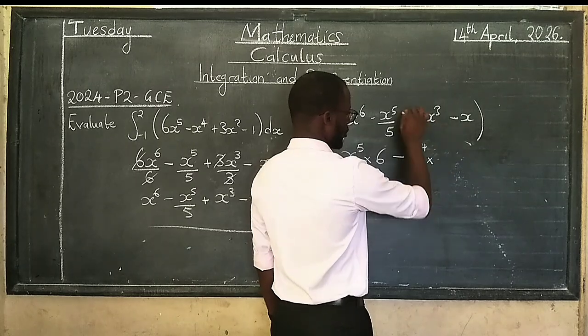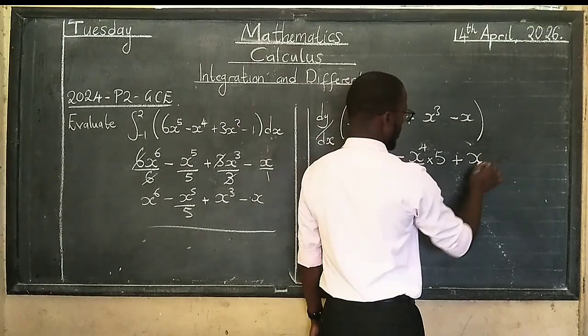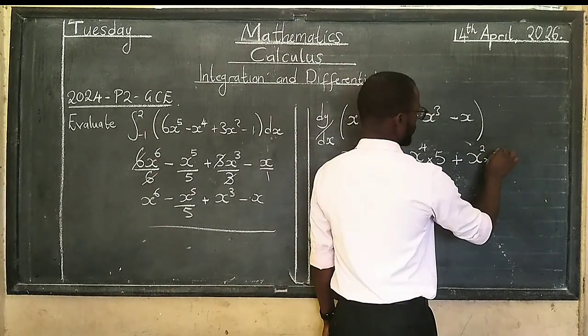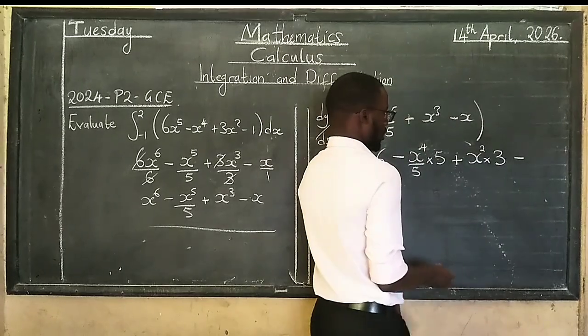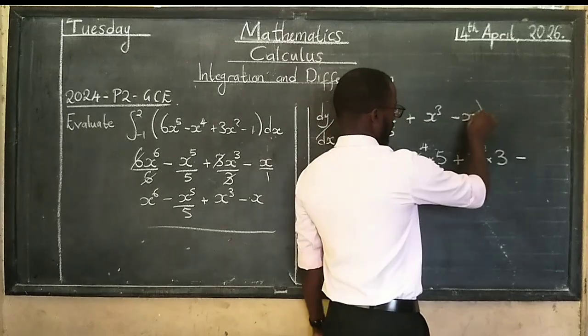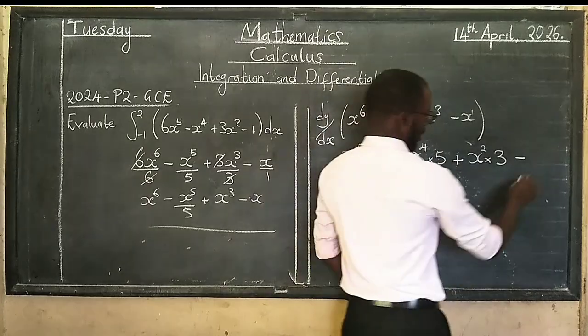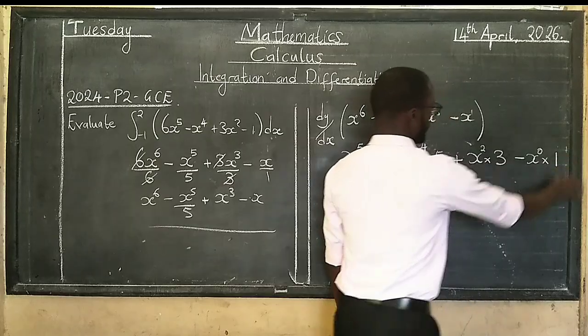Multiply everything by the odd power, 5, plus this is x to the power 3. We subtract 1 becomes 2, multiply everything by the odd power, 3. And this is minus x. So for this one, this is x to the power 1. If we subtract 1, it will become what? X to the power 0, multiplying everything by the odd power 1.